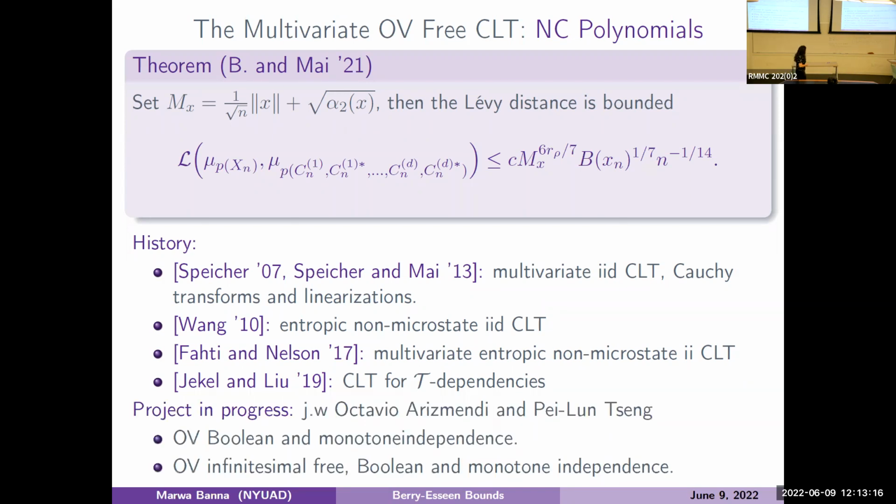And as a further step, we want to obtain similar bounds for the operator-valued Boolean and monotone independence, and also quantitative bounds in the infinitesimal setting for the free, Boolean and monotone independence. These are projects with Octavio Arizmendi and Pai Won-Sang. So hopefully in the coming month or month and a half, we'll see them on arXiv.